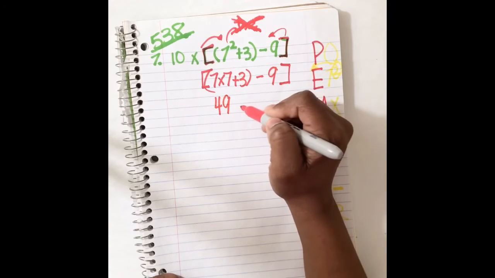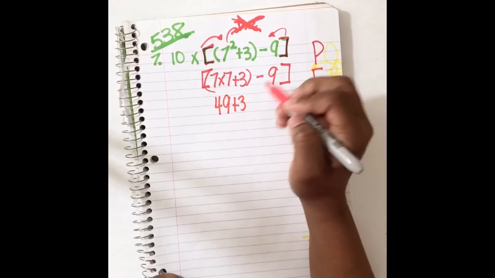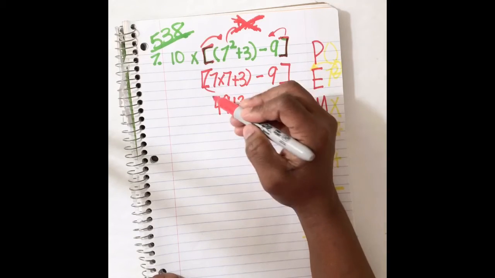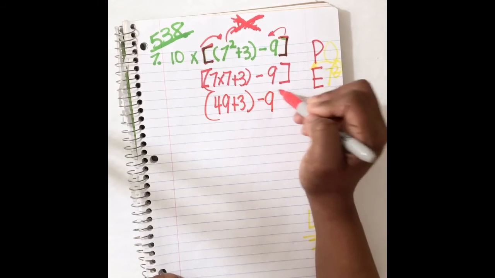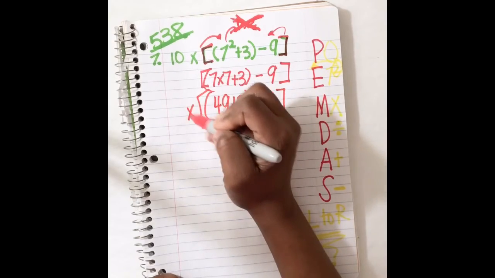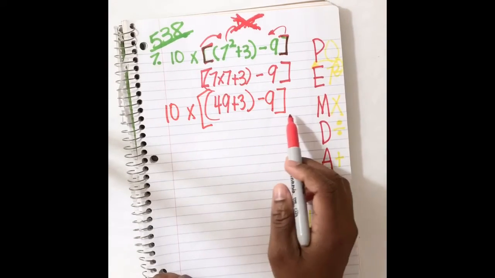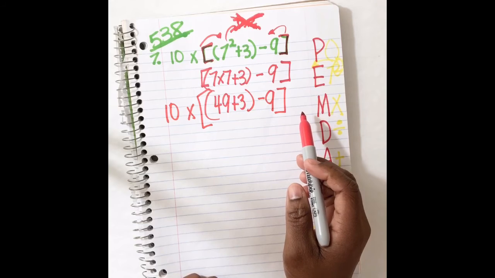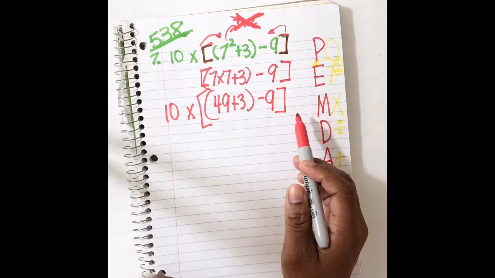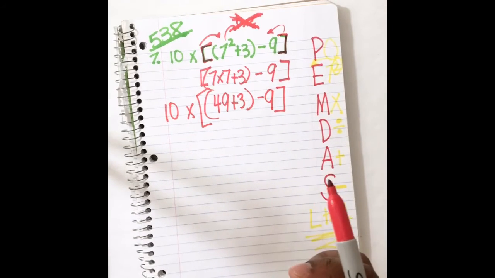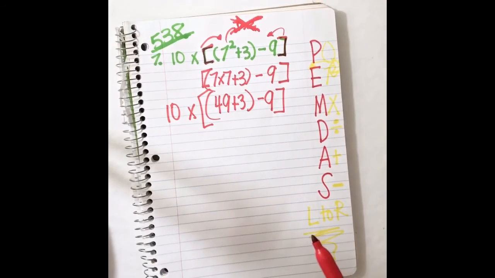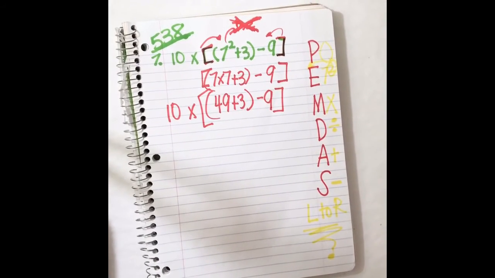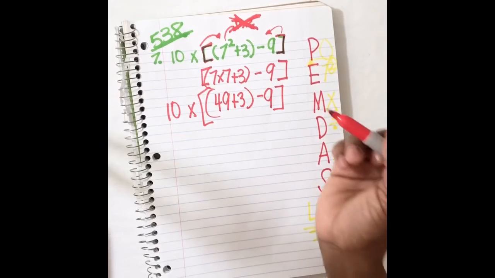49. Now rewrite everything else, okay? Let's rewrite everything else. You're probably like, huh? What? Why do I have to do that? It's going to keep your work nice and organized at every single step, okay? Rewrite everything else. All right, I'm going to give you a minute to do that. Did you rewrite everything else?